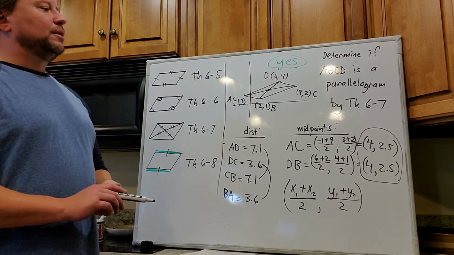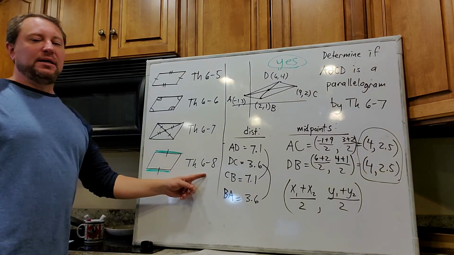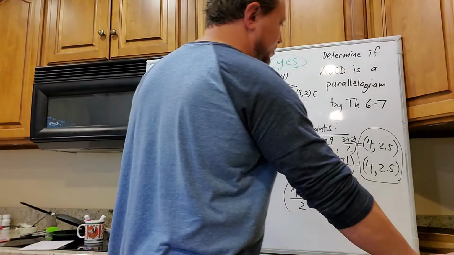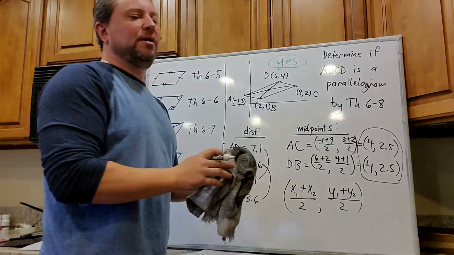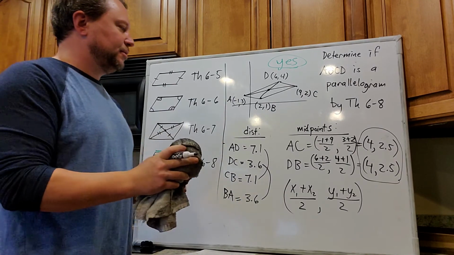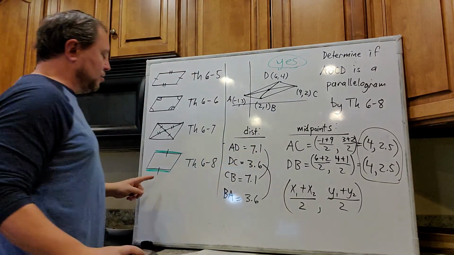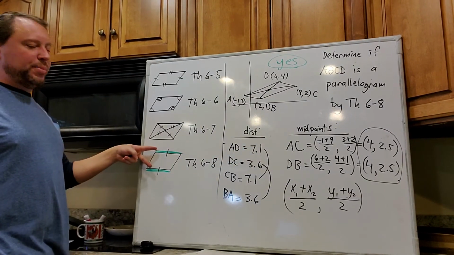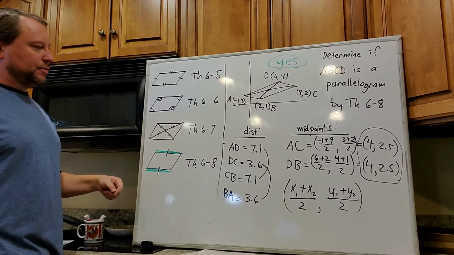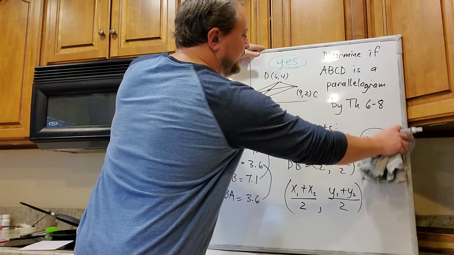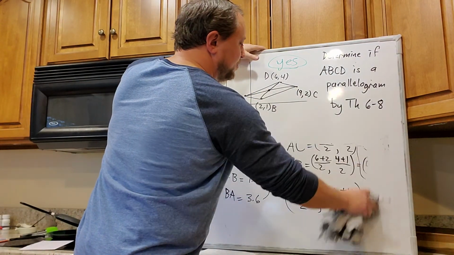Okay, the last possibility, they may ask you to use theorem 6.8. So if the original problem wanted you to prove this is a parallelogram by theorem 6-8, then we need to show, according to theorem 6-8, that one pair of opposite sides are both parallel and congruent. So we won't need these midpoints here anymore.